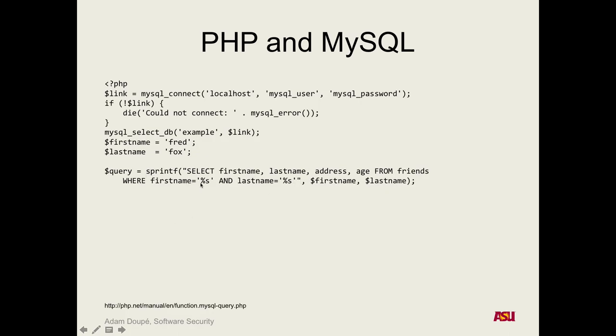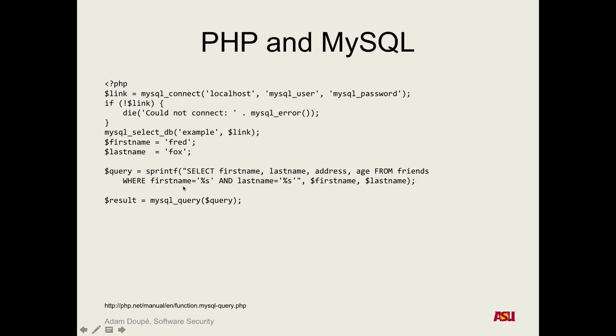So why are these values surrounded by single quotes? Right, because we're trying to look up in the friends table somebody whose first name is Fred and whose last name is Fox. And so this is SQL syntax to say, hey, first name we know is a column because it's not in single quotes. And so we're saying where first name as a column is equal to the value that's in single quotes here. You can also use double quotes depending on the syntax.